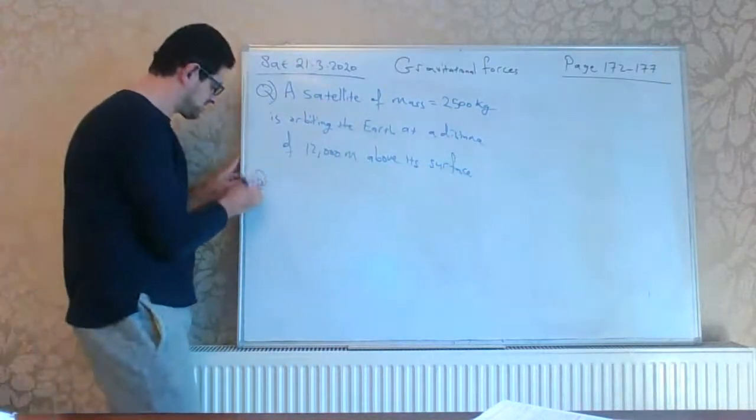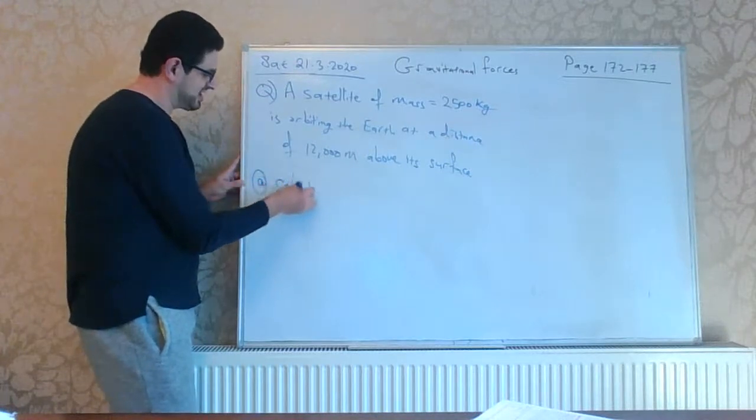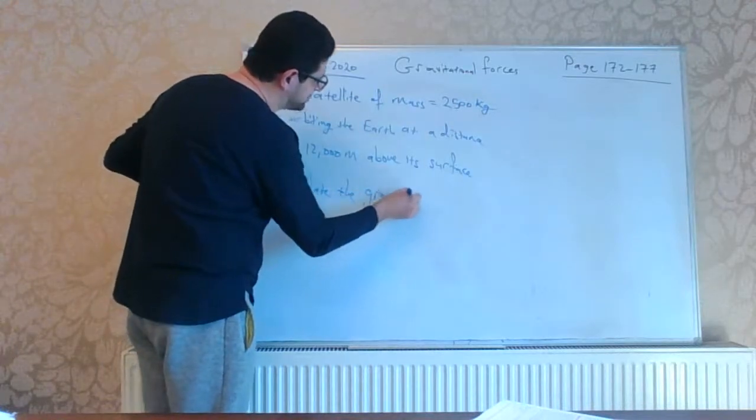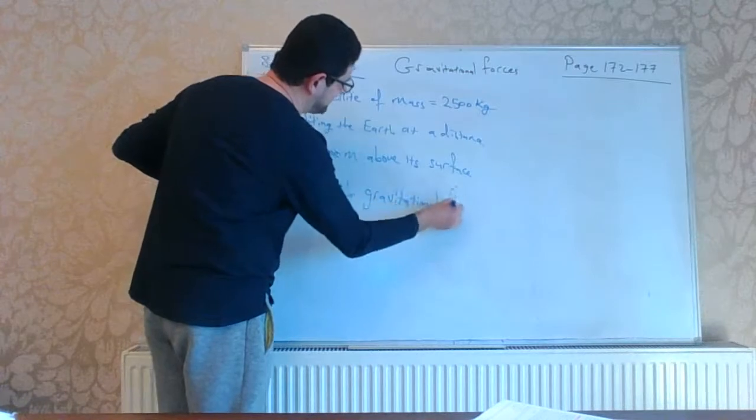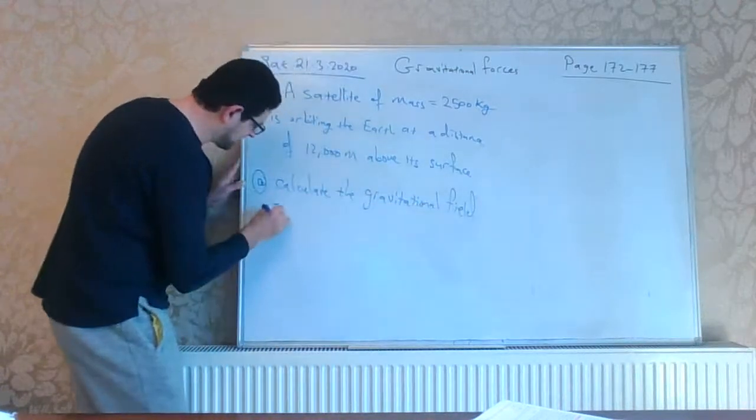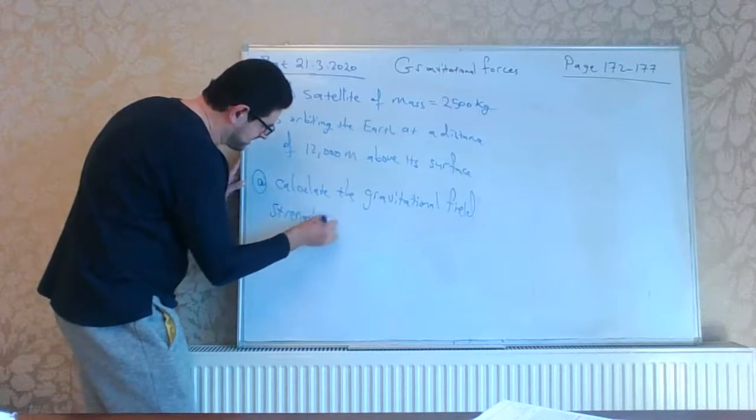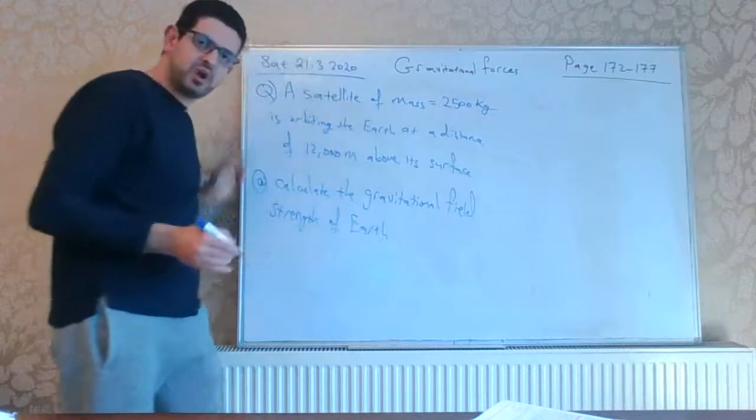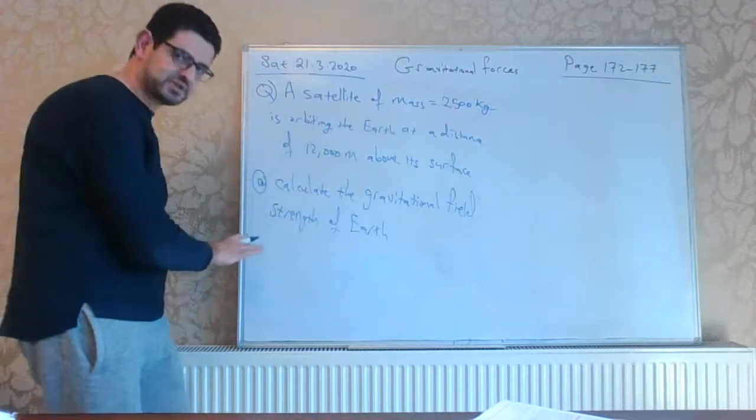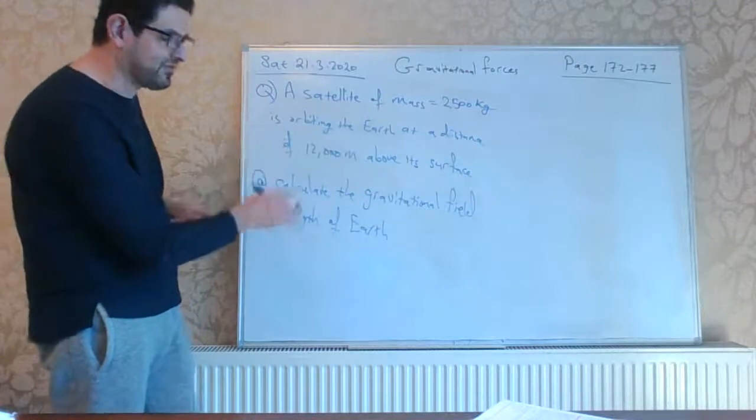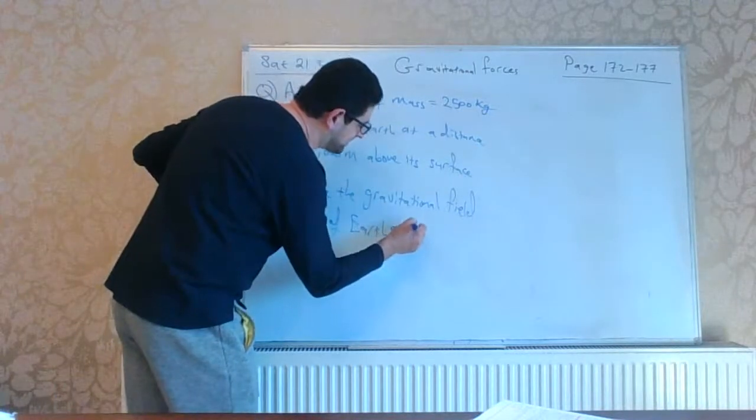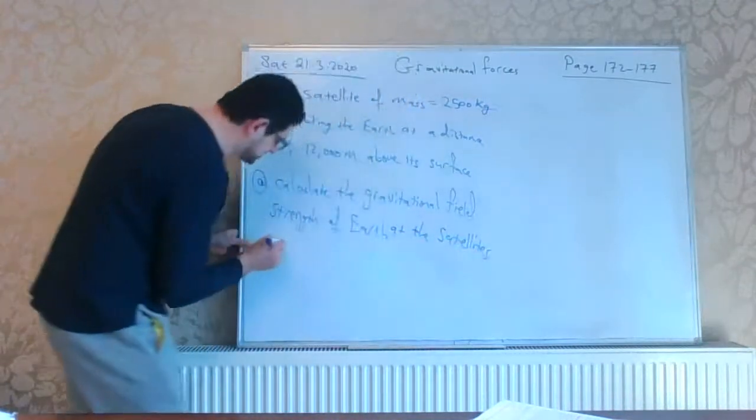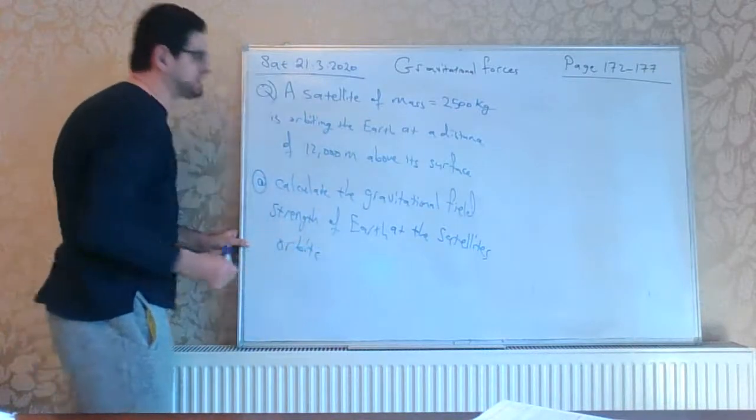A. Calculate the gravitational field strength of Earth. Now we know it, 9.81, at the surface. Now calculate the gravitational field strength of Earth at the satellite's orbit. At the satellite's orbit, يعني at the position of the satellite.